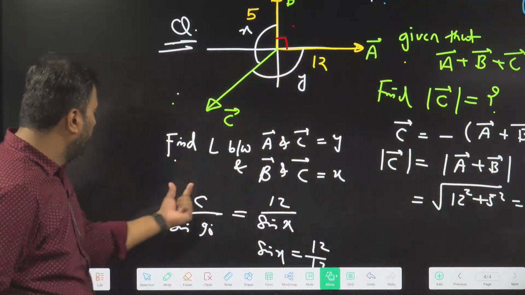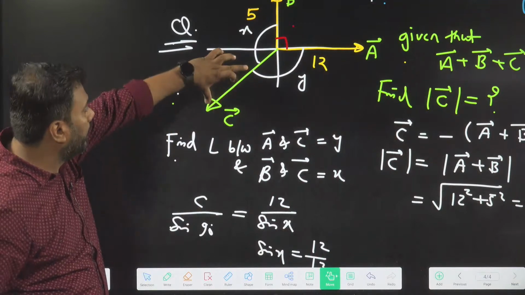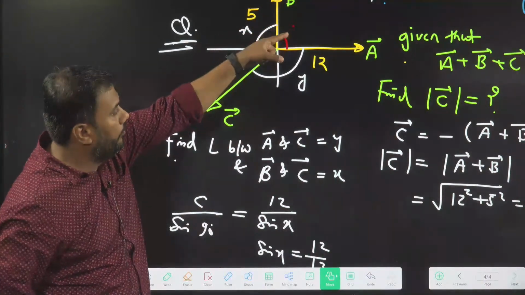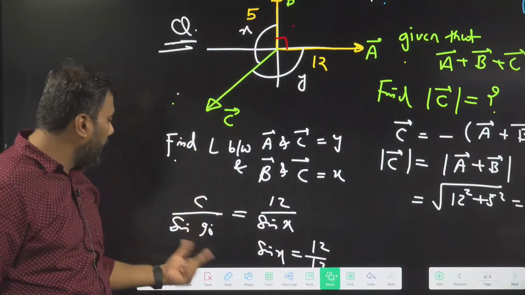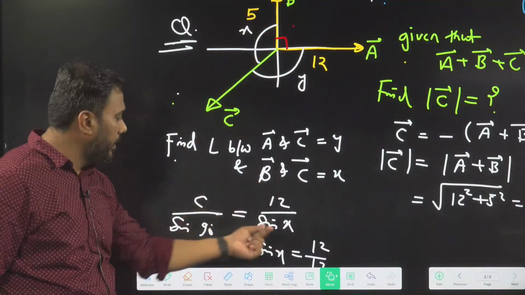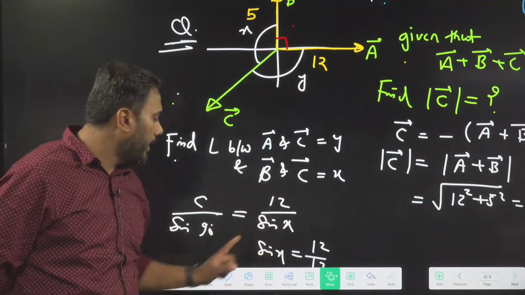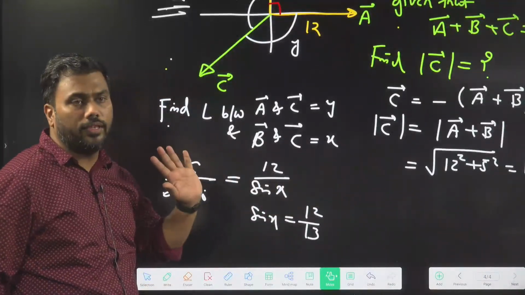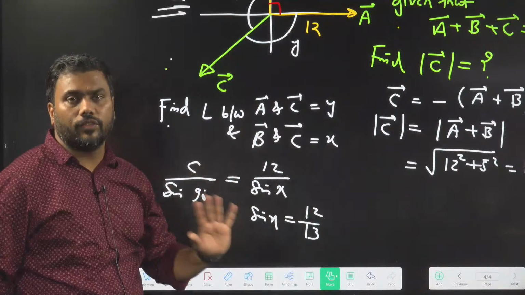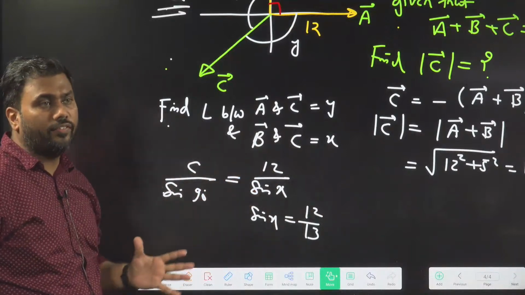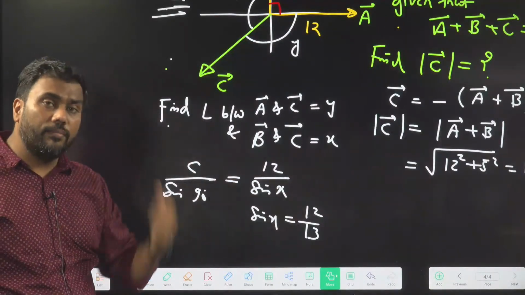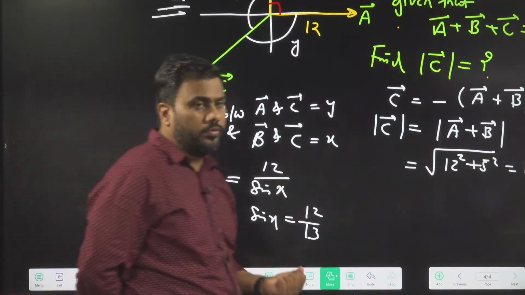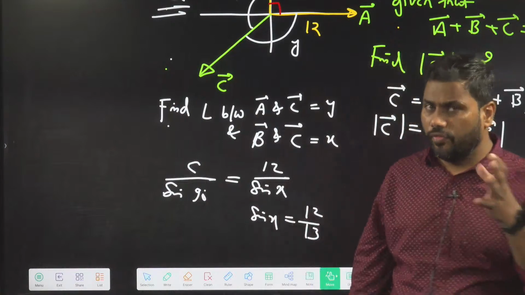What am I doing here? Length of this vector upon sine of the opposite angle. Length of A vector upon sine of the opposite angle, which is x. So C by sine 90 and 12 by sine x must be equal. By cross multiplying, I can find sine x. The value of sine x is 12 by 13 here. So x is sine inverse of 12 by 13. This is how we can find the angles between vectors. And sometimes they give us the angle, then we can find the magnitude of the vector. Clear? There is one question in your book.